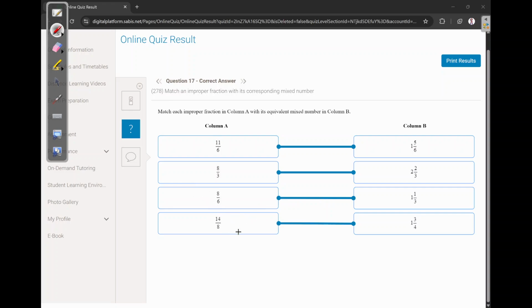14 out of 8. How many 8s are there in 14? 1 whole, and then the remainder is 6 out of 8. We divide that by 2, equals 3 out of 4, because we divide it by 2. And then the whole is 1.